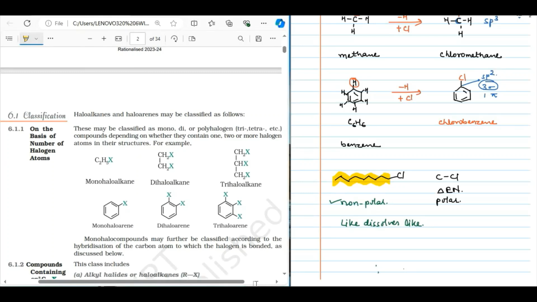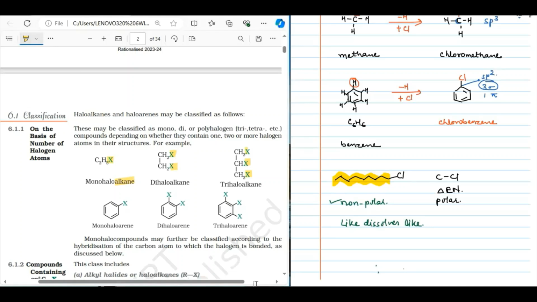Classification of haloalkanes and haloarenes. These may be classified as mono, di, or polyhalogen compounds depending on whether they contain one, two, or more halogen atoms in their structure. For example, monohaloalkane contains just one halogen atom. Dihaloalkane contains two halogen atoms. Trihaloalkane contains three halogen atoms in their structure. These are the examples of haloalkanes.